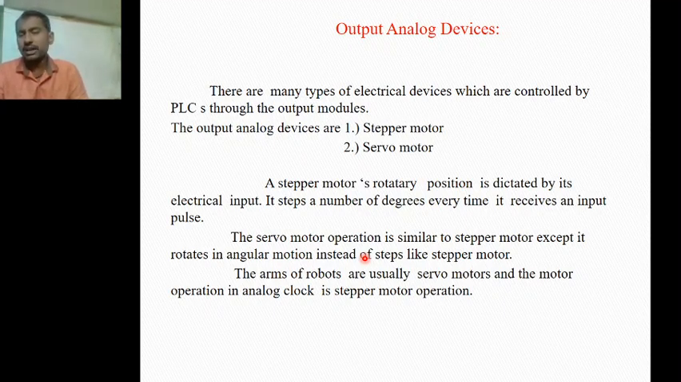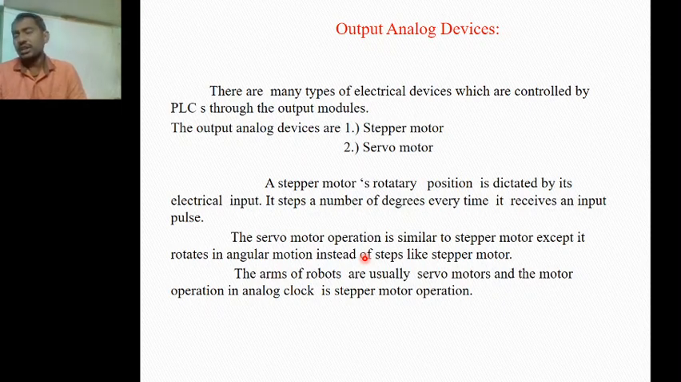In the stepper motor, the rotary position is dictated by its electrical input, and the motor rotates in steps. In a similar fashion, the servo motor operation is also similar to the stepper motor, but it rotates in angular motion. The stepper motor rotation is in steps; in the servo motor, the rotation is in angular motion.